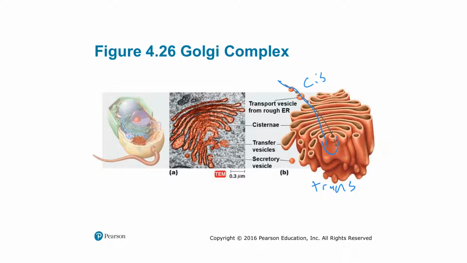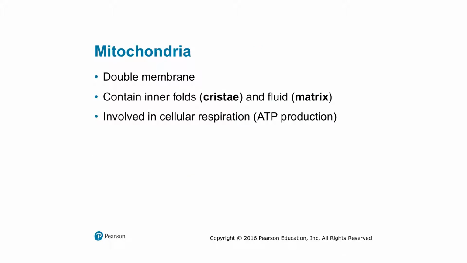The cisternae are these long, flattened, membrane-bound areas that the transfer vesicles are going to go through. And so this comes from the endoplasmic reticulum through the Golgi, and then generally from the Golgi out to the outside of the cell.